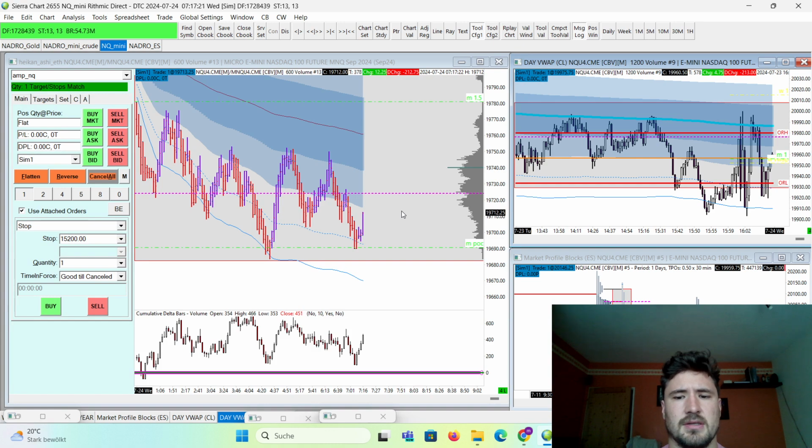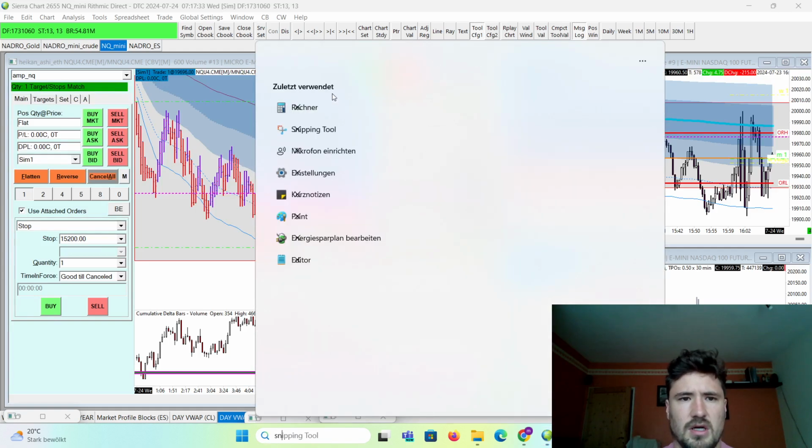But most traders are trapped in that cycle of permanently changing their strategies.